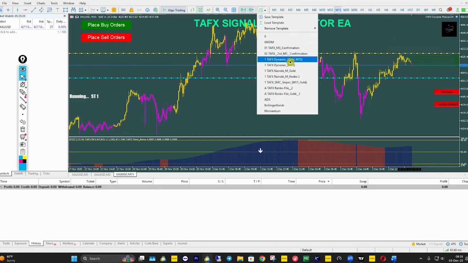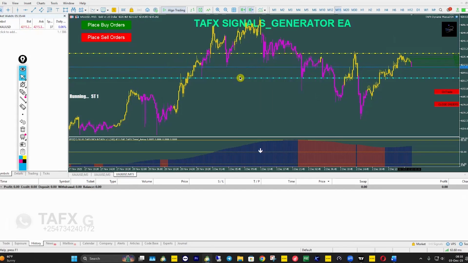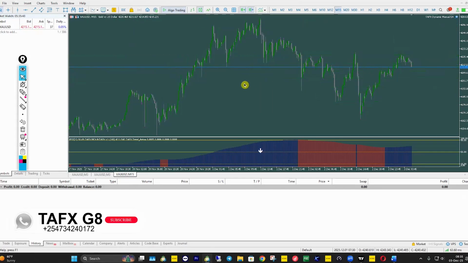If you can be profitable with only gold, what is the need of trading other currencies? But in case you have to, that's why we have the SMC EA. You purchase the EA so that it can trade even other currencies. But for manual, I'm giving a free course for trading gold. So you will attach this minute 15 with the Dynamic Gold template. All right, then you are done.